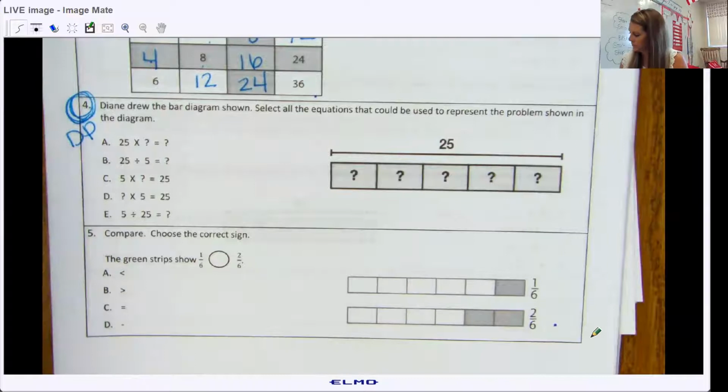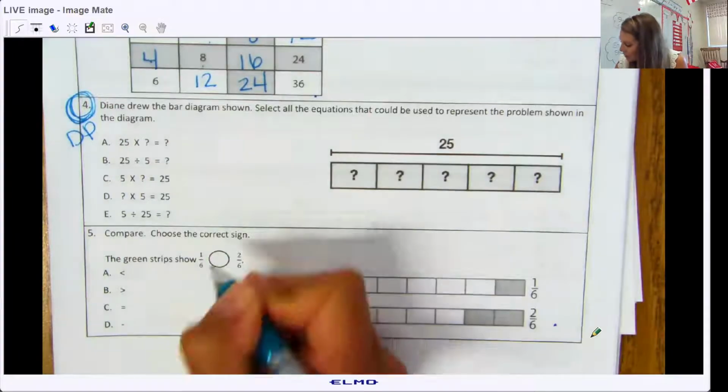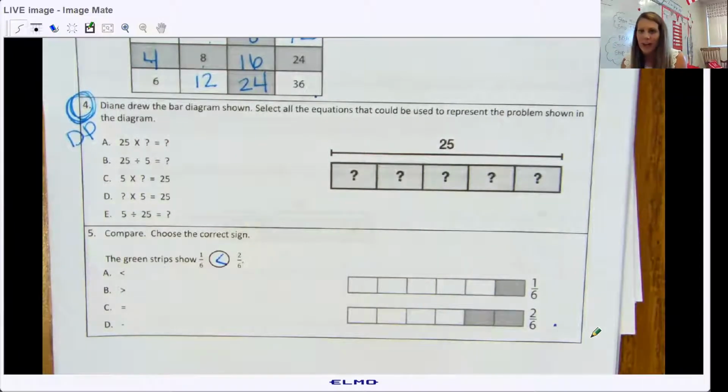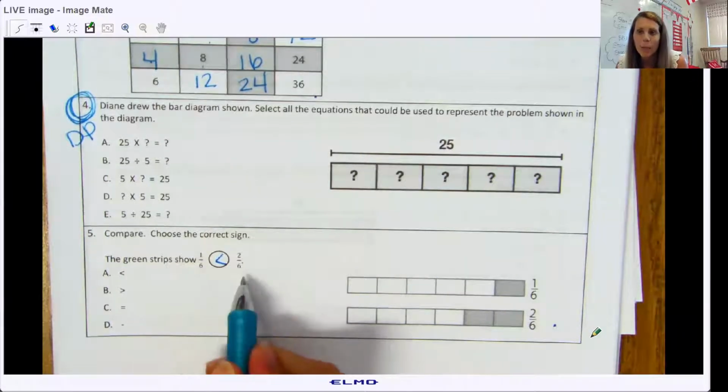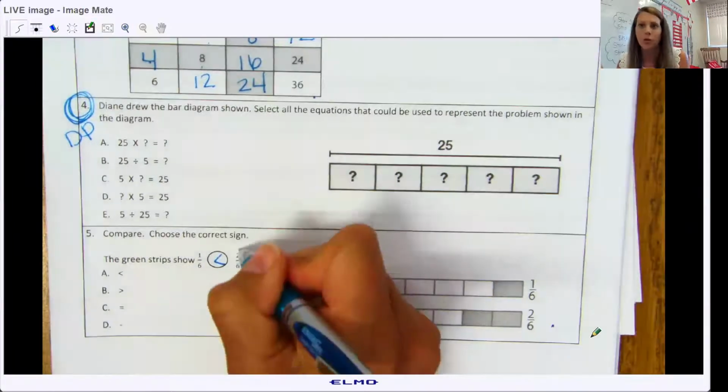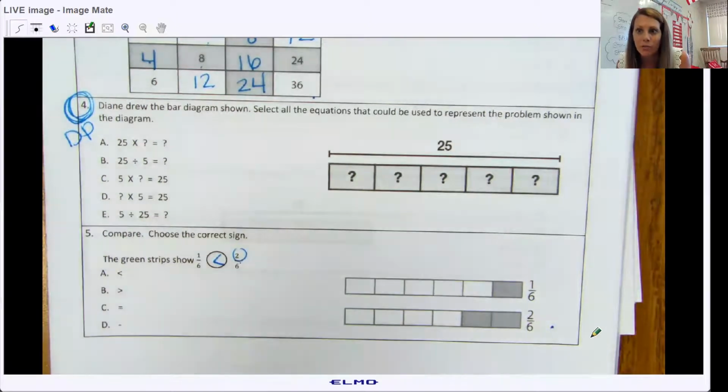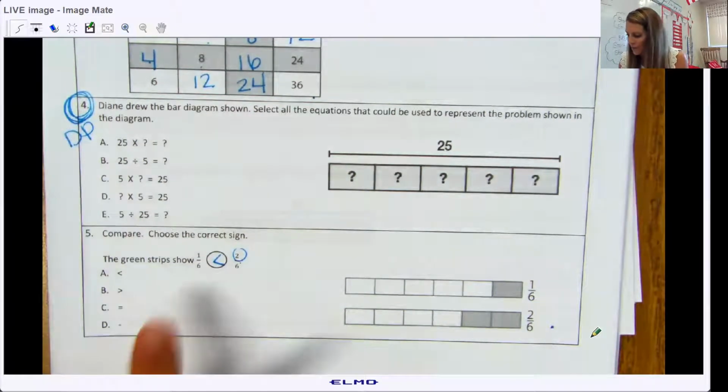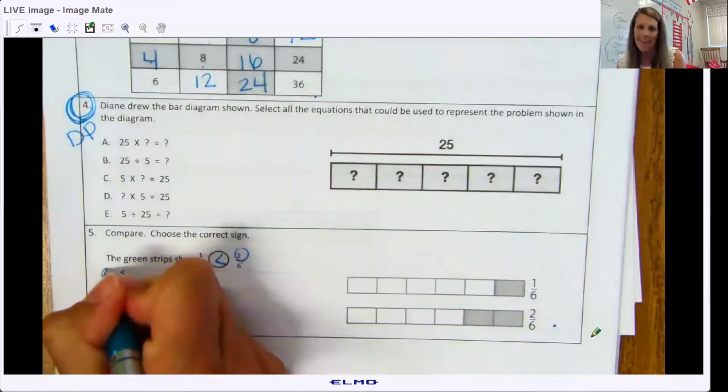All right, well, there's a couple ways we could look at this. The fraction bars we love because you can see that 2/6 has more, right? So 2/6 is what? It's greater. So the alligator mouth should be eating the bigger fraction. Remember too our trick. If the denominator's the same, we love that because then we just look at the numerators and the bigger numerator has the bigger fraction. Okay, so for 5, you should have picked A.